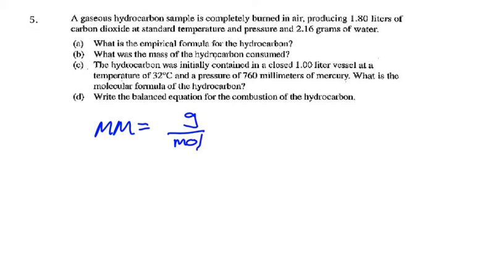So if we knew the grams of the stuff, which we just figured out in the previous step to be 1.203 grams, then all we've got to do is figure out the moles to put on bottom. Well, if PV equals nRT, we can find the moles from that.